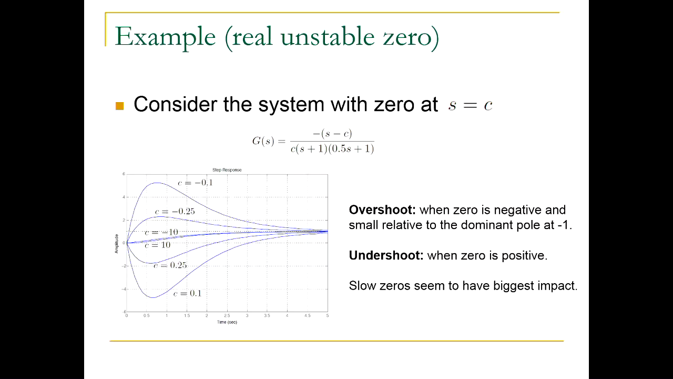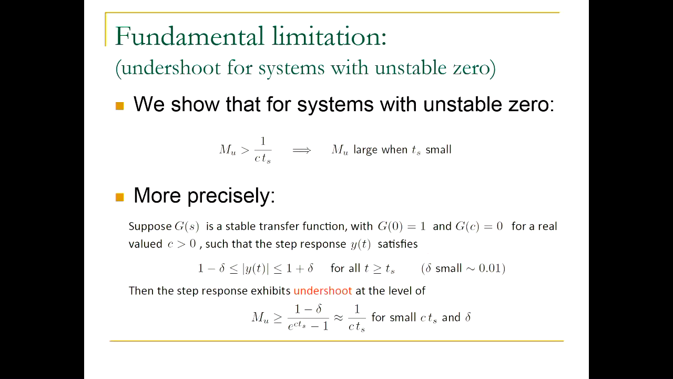Obviously, an observation here is also that when the zero is negative and small relative to the dominant pole at -1, we have large overshoot, right? So all of these relationships between zeros and poles determine different fundamental limits. And typically, as I said, an unstable pole and/or unstable zero spell trouble. You may not be able to achieve certain specs.